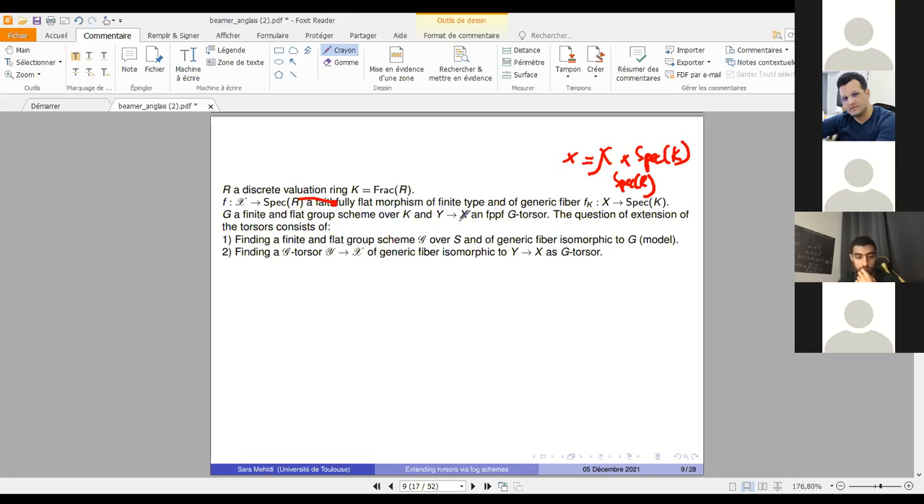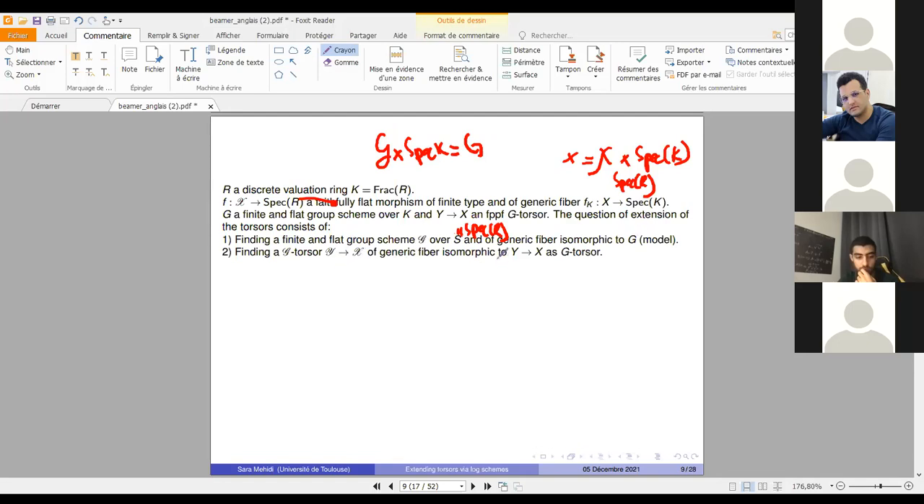over X. And the question of extending torsors consists of, first, I need to find what I call a model of G, which is a finite and flat group scheme over S with generic fiber isomorphic to G. So here S is Spec R. So the generic fiber is isomorphic to G, which means that the model times Spec K is isomorphic to G. And once I have a model for the group scheme G, I need to extend the torsor itself.